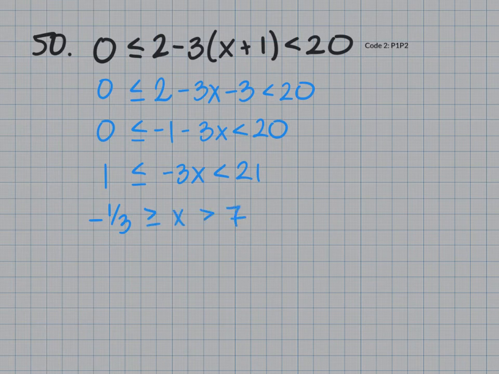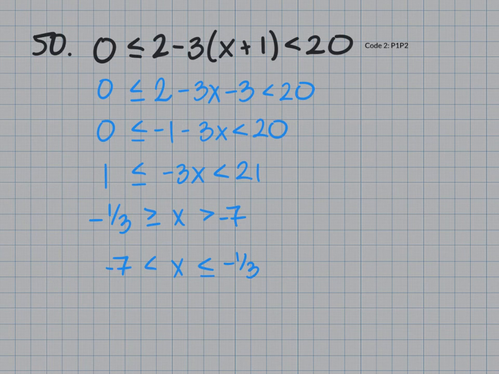Remember, when you divide or multiply by a negative, you have to flip your sign. Not when you add or subtract though, just when you divide or multiply. And so that's our new interval. So I'm going to rewrite this. So negative 7 less than x less than or equal to negative 1/3.